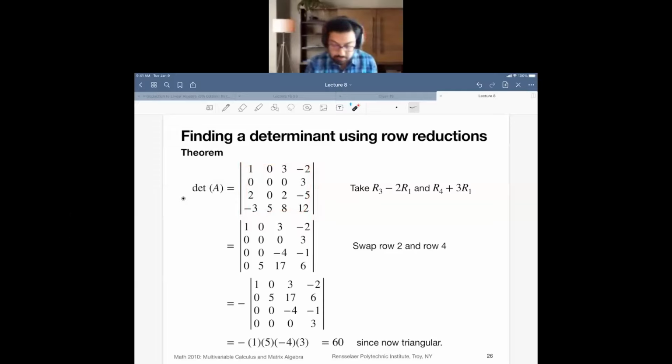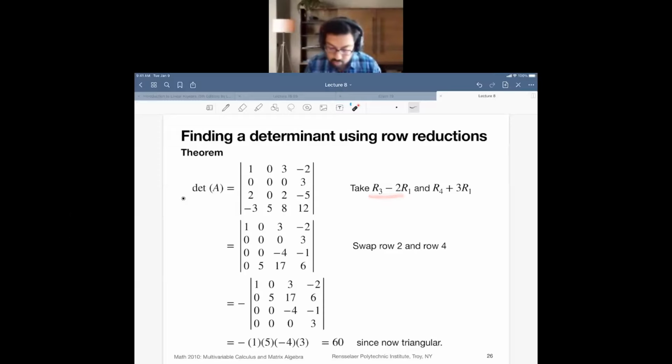What we could do is directly go for this particular row here, expand along this row, and then you would be left with 3 by 3 matrices. But there's an easier way to deal with this, by transitioning A to a triangular matrix. For this particular A, it works. Let's try to take a look.